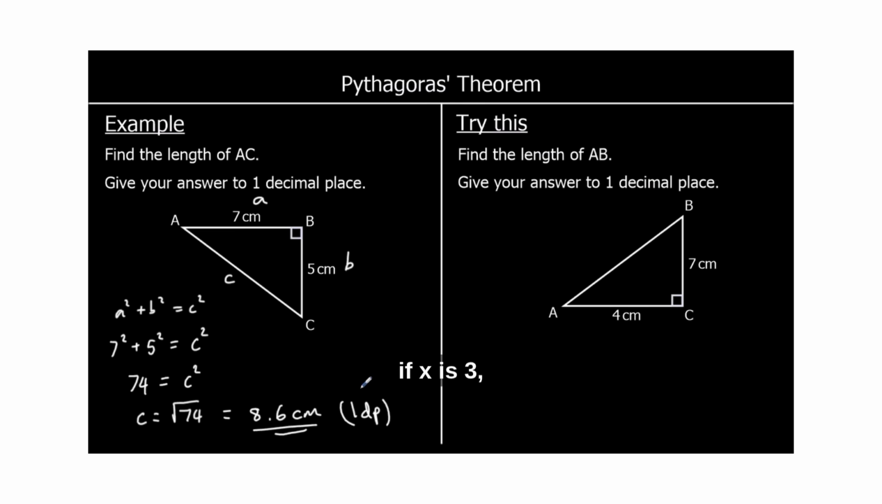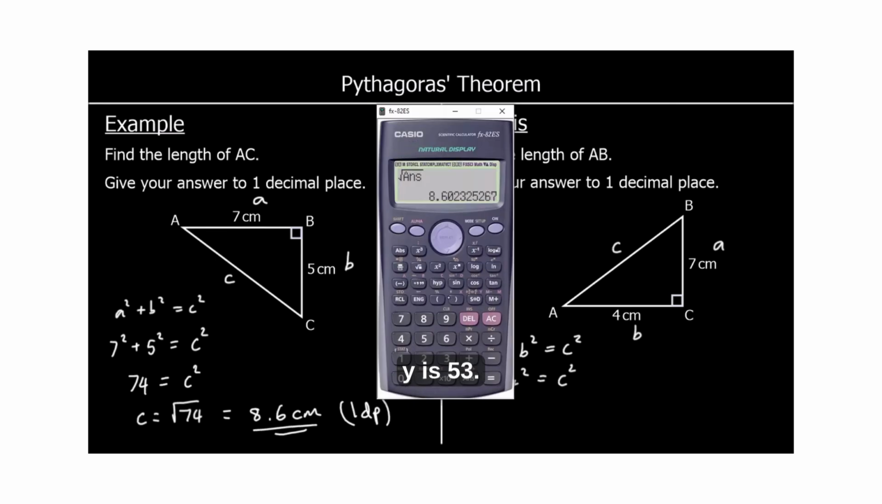Okay, one for you to try. So give this one a go. And again, we're finding the longest side in a right angled triangle. So the longest side we're going to call c. The two shorter ones are a and b in either order. So Pythagoras' theorem says a squared plus b squared equals c squared, which means that 7 squared plus 4 squared equals c squared. 7 squared plus 4 squared, we can work that out in the calculator, and that is 65.